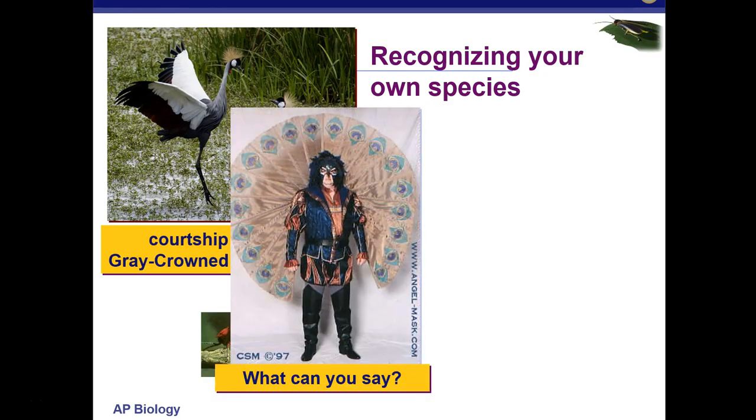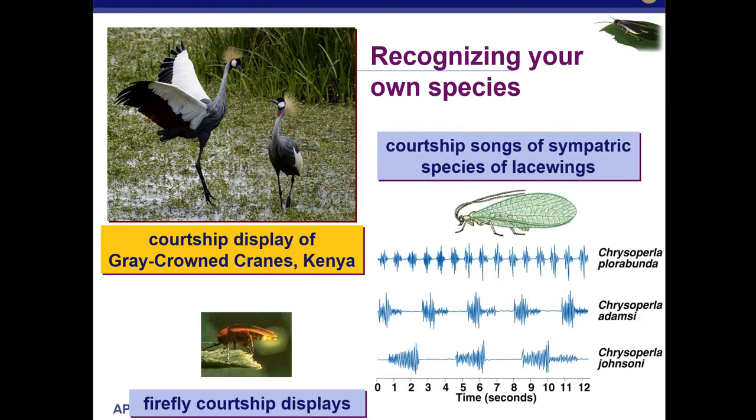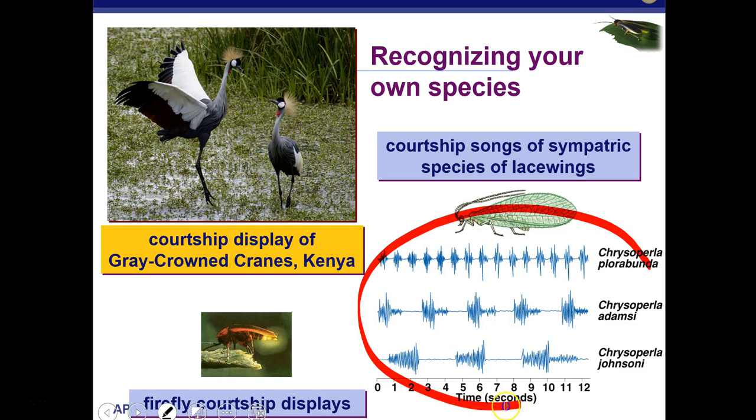And again, being able to recognize your own species is a very important ability. Insects do it. It may not be by their visual appearance, but by the sounds they make. You can look up various different types of insects' mating calls, and they're all different, and it's a way for them to recognize their own species.